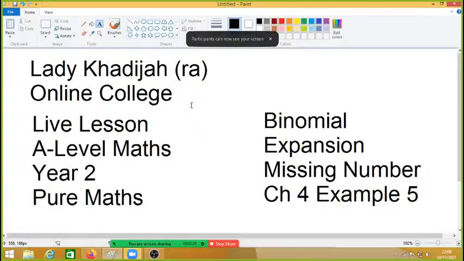Today's topic is binomial expansion, where one of the numbers in the bracket is missing. If you're following through in the book, the Edexcel Pearson UK A-Level Year 2 book, it's Chapter 4, Example 5.